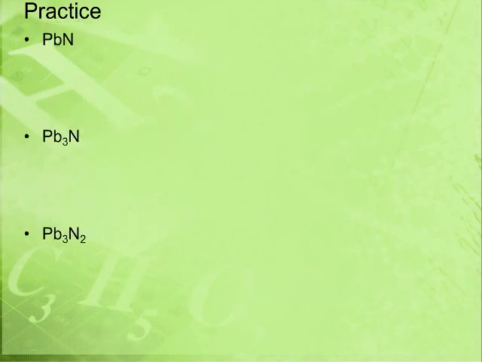So let's try some more. Again, you should probably just try this on your own and see if you get the right answer. So nitrogen, look at the anion first. Nitrogen is 3 minus. Lead, plumbum. What must the lead be? Well, it's a 1-to-1 ratio. There's 1 lead for every 1 nitrogen. So that has to be 3 plus.